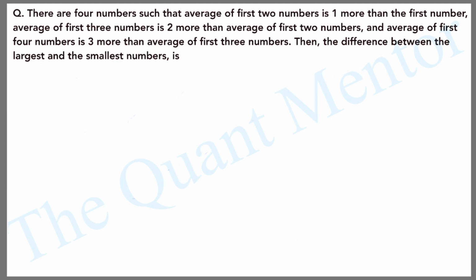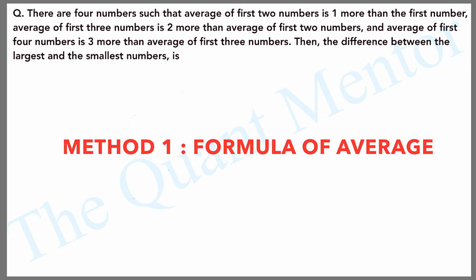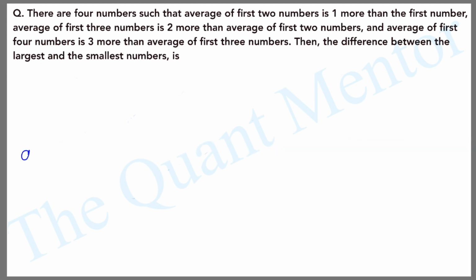It's a really amazing question, a very beautiful question. If you solve it conventionally, it might take some time, but there is a quick shortcut for this question. So let's discuss both the approaches. We'll start with the conventional method first. Let's take the numbers as A1, A2, A3, and A4.